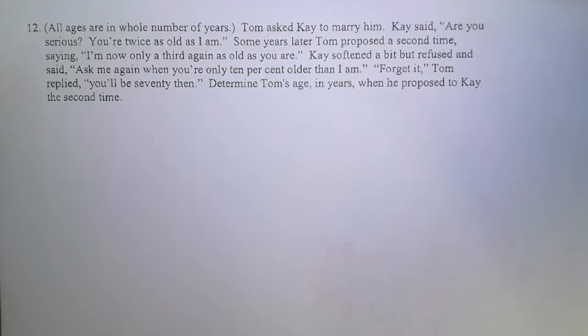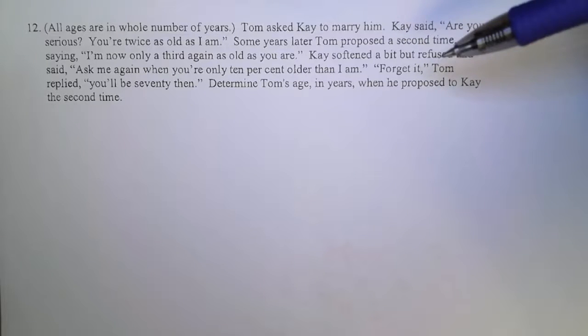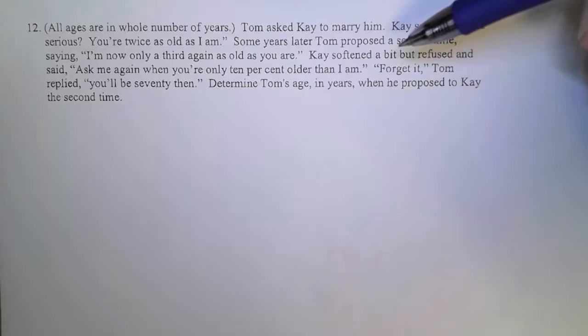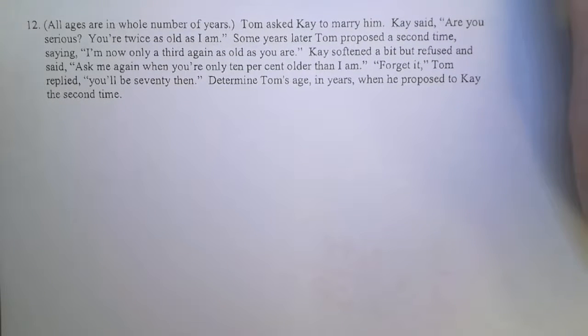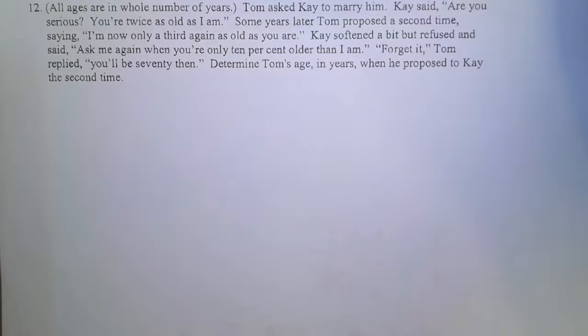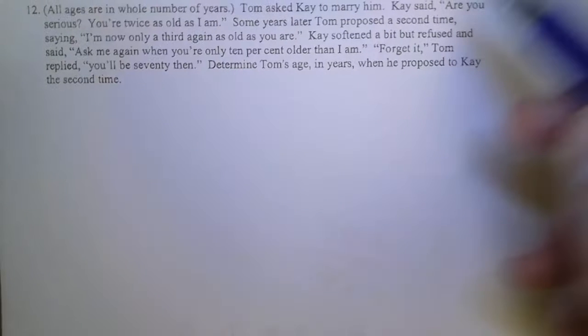Now, the key thing is that every time, Tom and K differ by the same number of years. Tom may be older, K may be younger, but as they age, that difference always is the same. And it's this last bit that gives us the key to this problem.